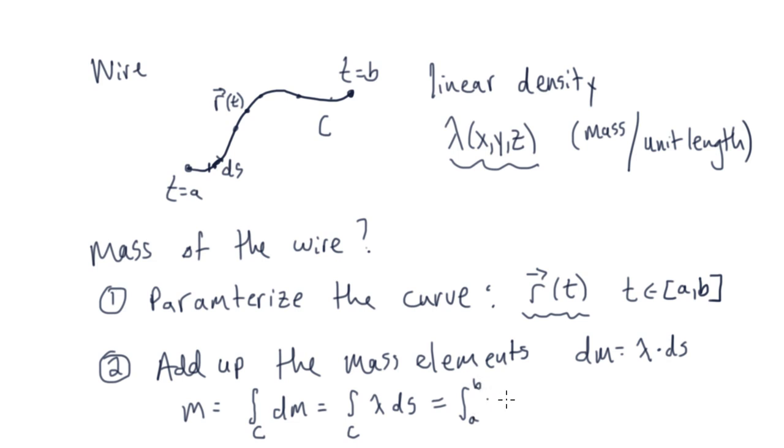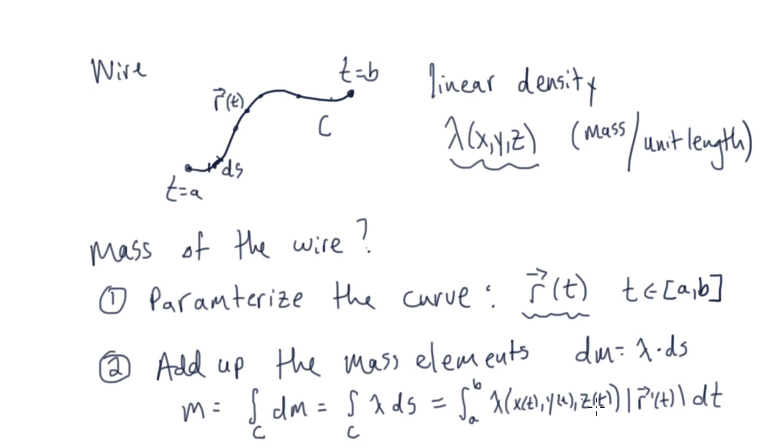So the integral from a to b of lambda of x of t, y of t, z of t, and then, of course, we multiply by the absolute value of the derivative of the parameterization, and then we have dt. Okay, so that's how we would find the mass of the wire. Given a linear density function, we parameterize the curve, and then we just add up all of these mass elements. Very similar to finding the mass of a volume element.